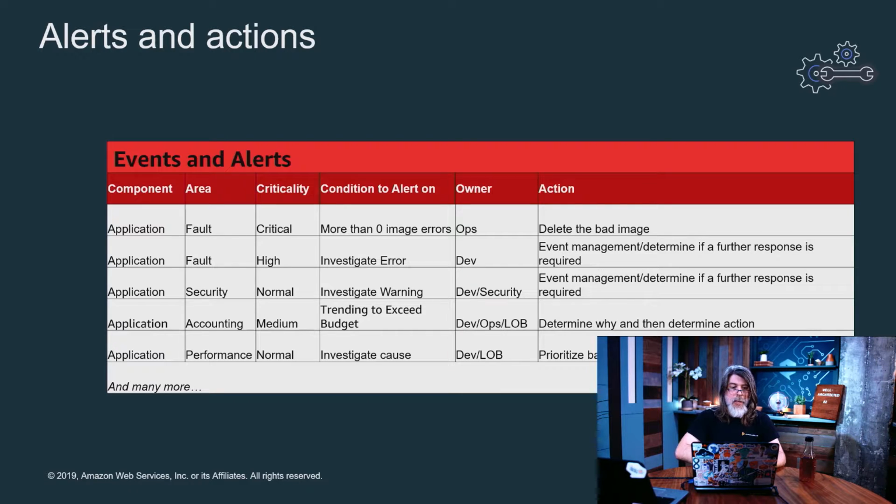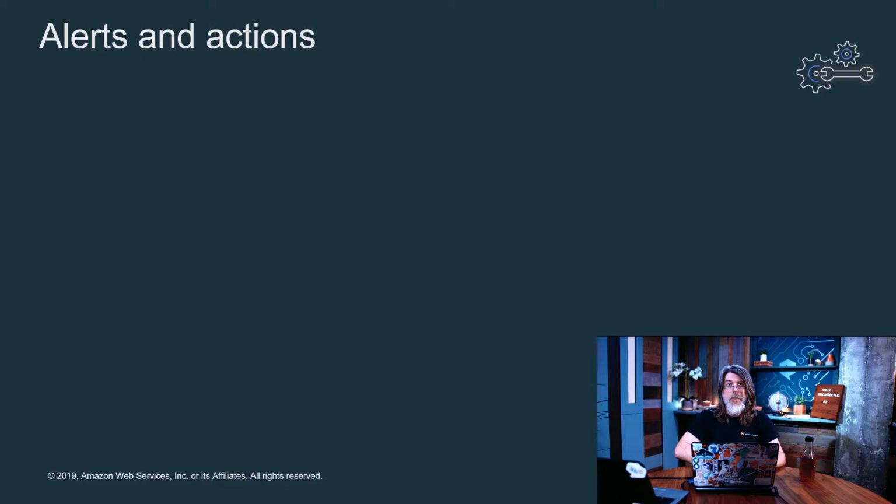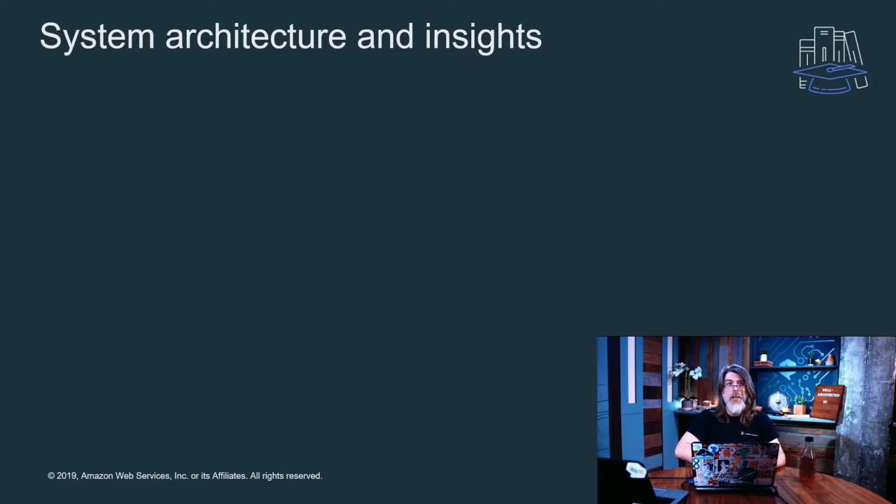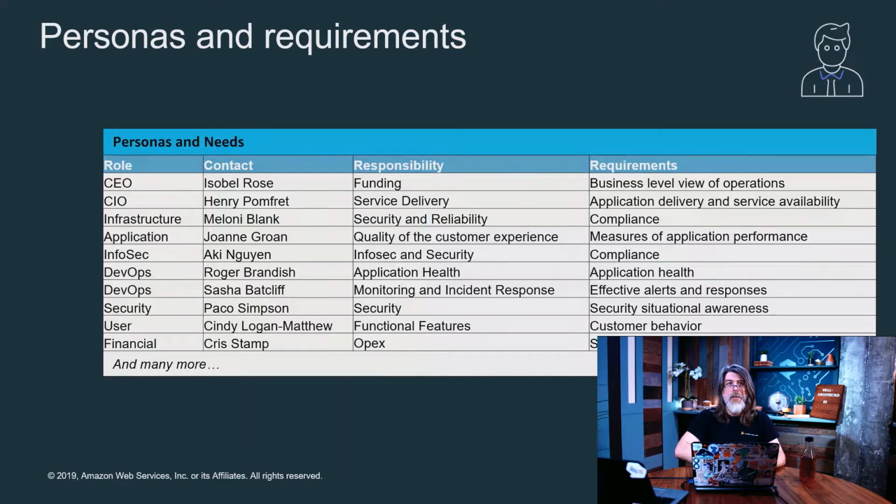All right. Let me backtrack through all this really quick and summarize. All right. Start with personas and requirements. People consume this information. Even if they turn it into automation later so that events can be managed, it starts with people. It starts with a need and a requirement. Start there. How will they use it? What will they do with it?